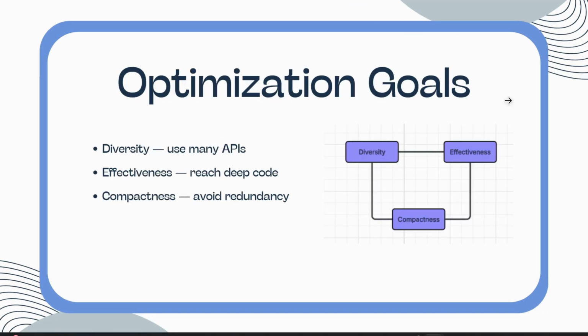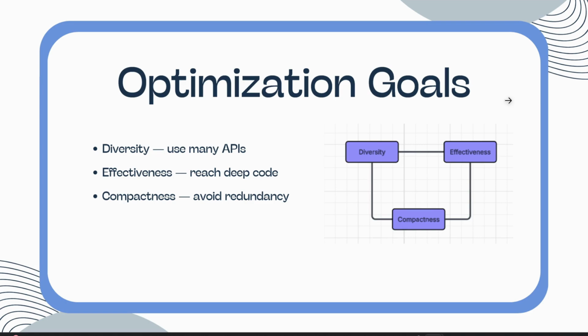When evaluating candidate fuzz drivers, APICraft tries to optimize three important goals. The first goal is diversity. Diversity means that the fuzz driver should use a wide range of API functions. The more functions we call, the more parts of the library we can potentially test. The second goal is effectiveness. Effectiveness refers to how well the driver triggers deeper execution paths within the library. Ideally, we want the driver to reach complex internal logic rather than just shallow checks.